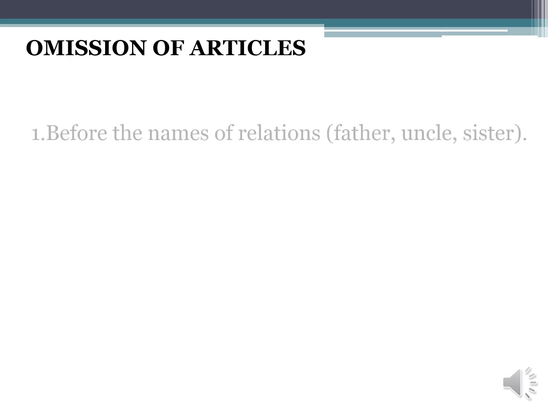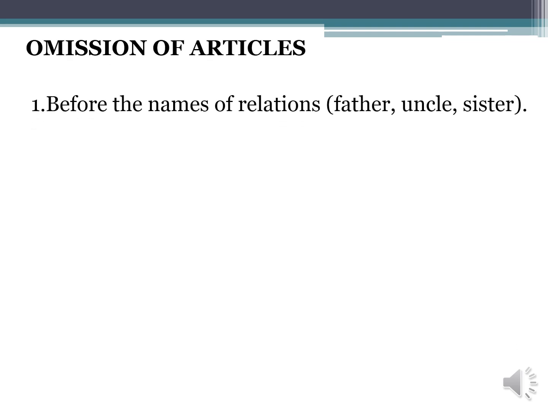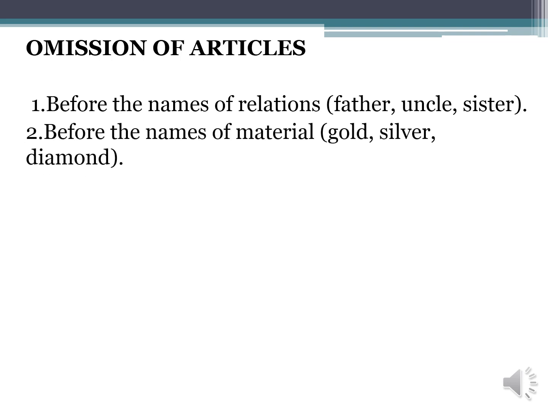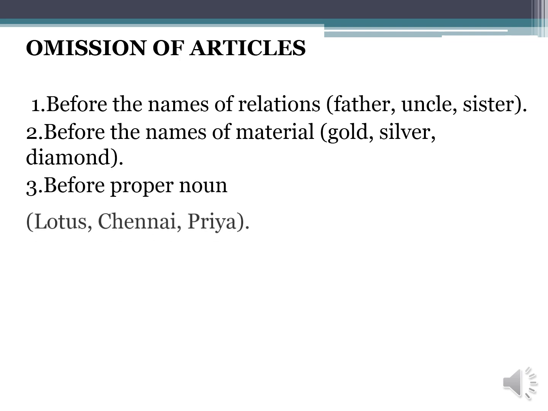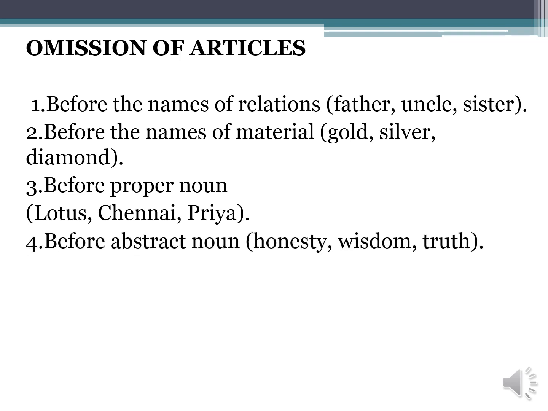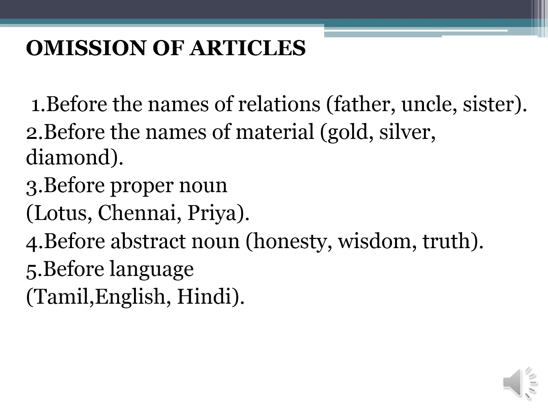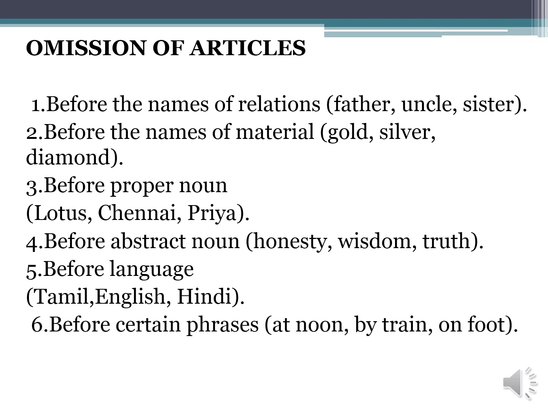Omission of articles. We can omit the article before the names of relations, father, uncle, sister. Before the names of materials, for example, gold, silver, diamond. Before proper nouns. For example, Lotus, Chennai, Priya. Before abstract nouns, honesty, wisdom, truth. Before languages, Tamil, English, Hindi. Before certain phrases like at noon, by train, on foot.